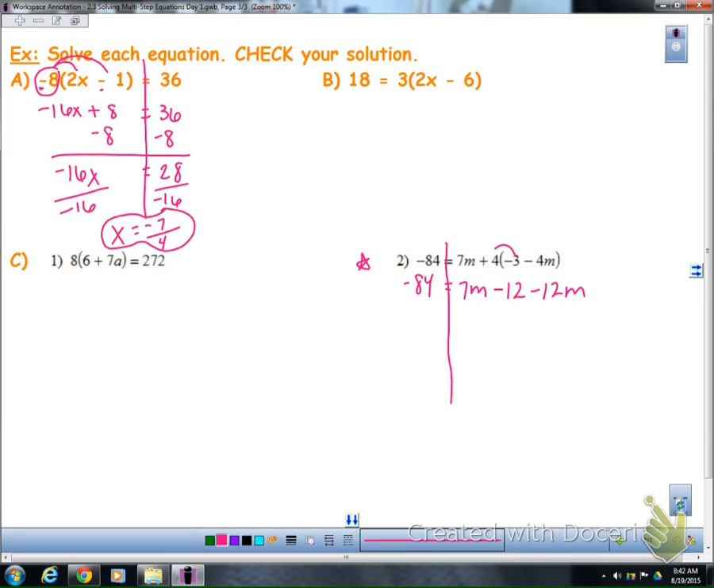If you look at example 2 at the bottom, after we distribute, we have to do one more step. We have to combine like terms. We have 7m minus 12m. So negative 84 stays the same, but 7m minus 12m is negative 5m minus 84. Then we can solve it like normal. So this one actually has several steps. We had to distribute first, then we had to combine like terms, and then we can finally solve it like what we're used to.